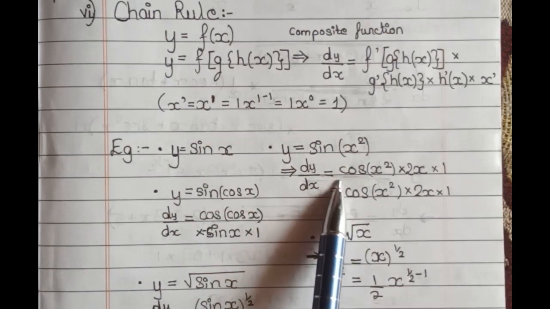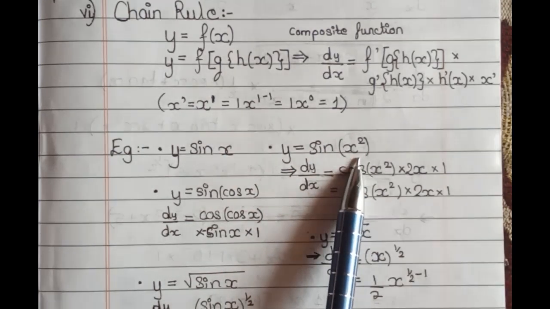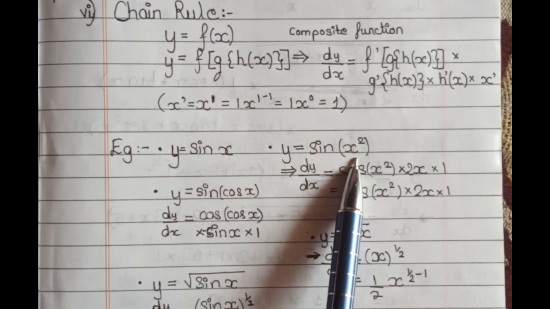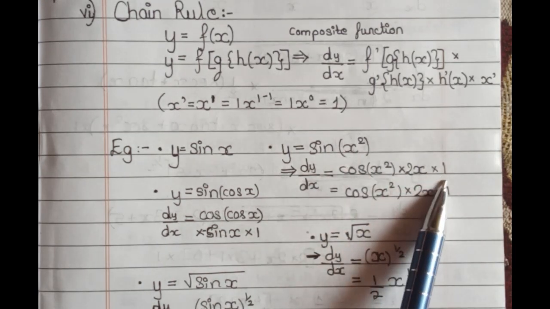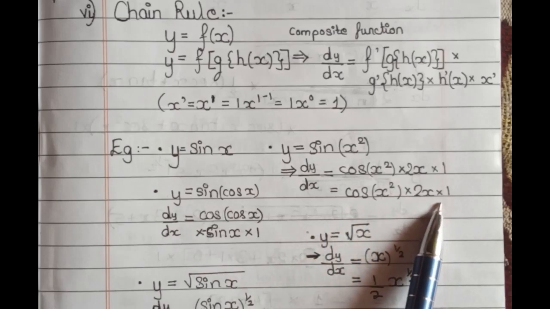So dy by dx will be, first differentiate the outer part keeping the inner constant. So cos(x^2) into, now differentiate the inner, 2x into, now differentiation of x is 1. So we will get cos(x^2) into 2x into 1.